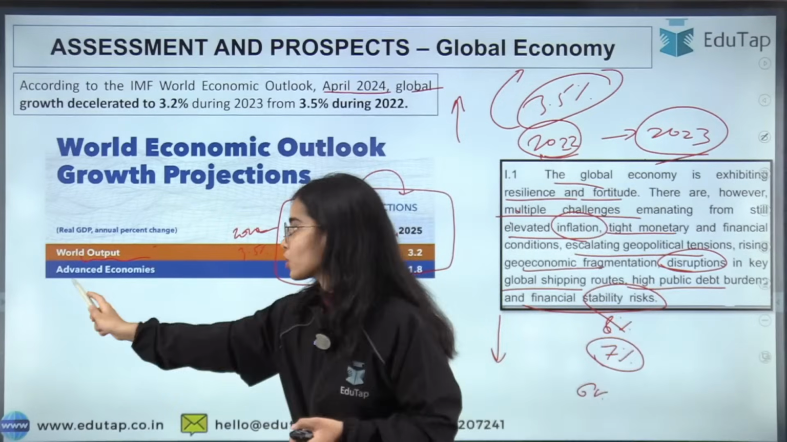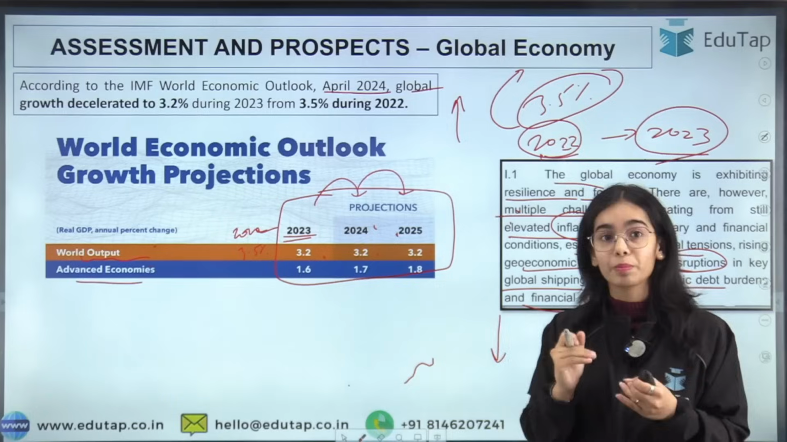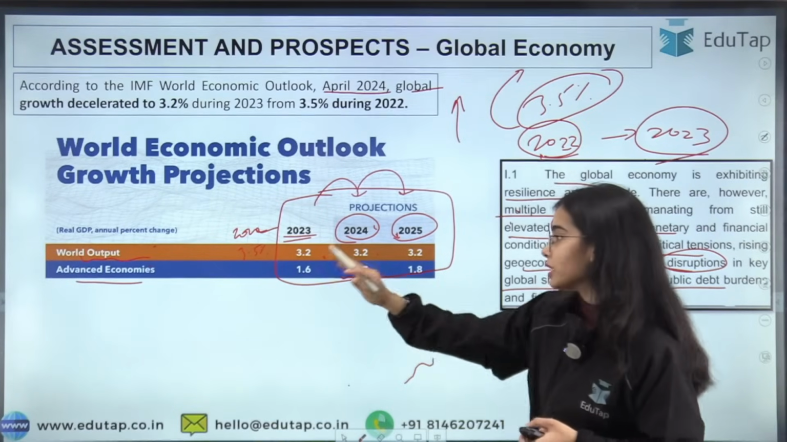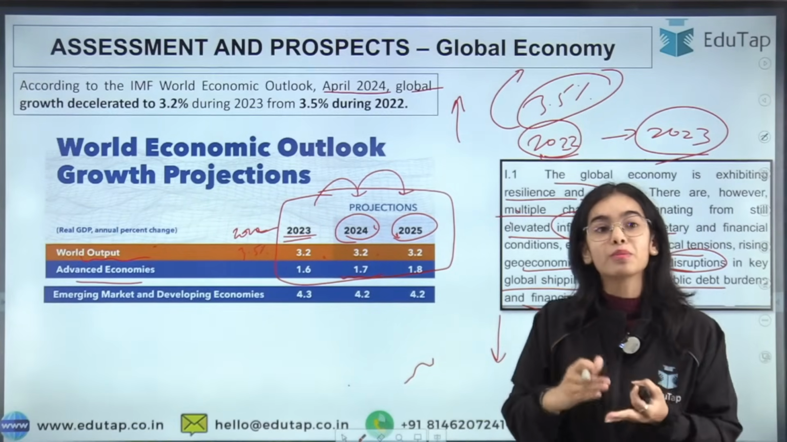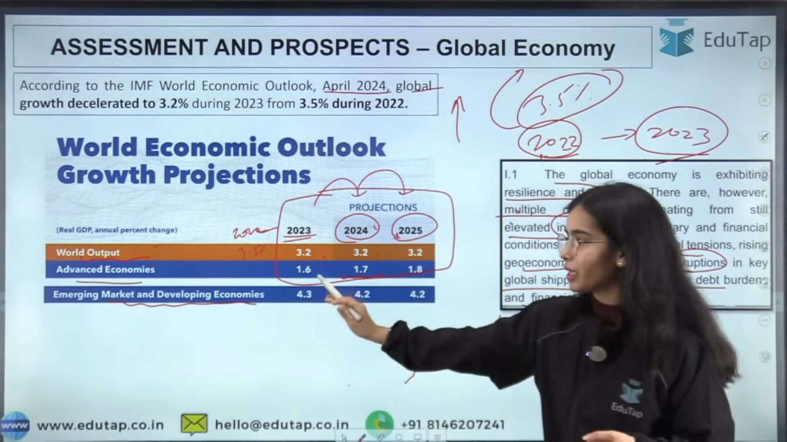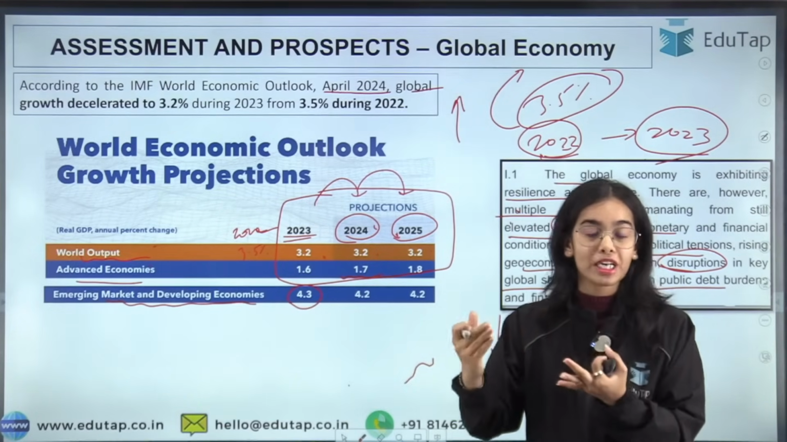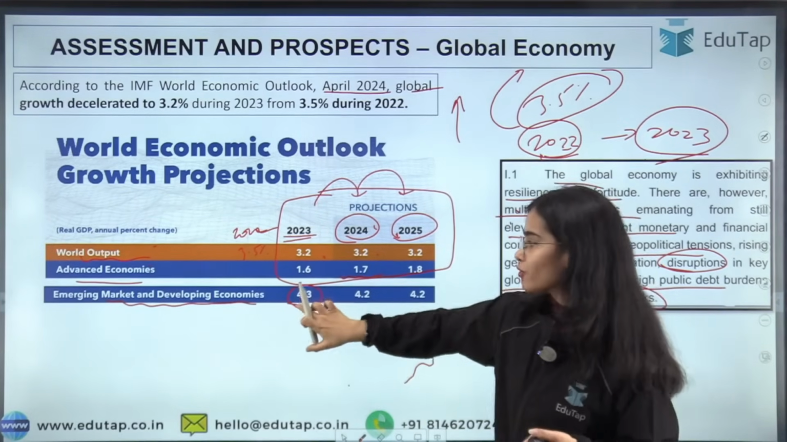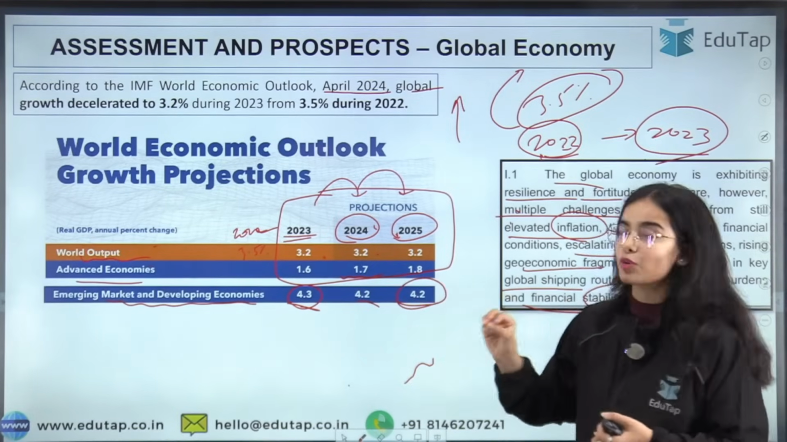Now coming to the advanced economies. In 2023, the advanced economies grew by 1.6%. So that is a lower percent. For 2024 and 2025, the projections are that the advanced economies are going to grow by 1.7% and 1.8%. If we see the emerging market and developing economies, such as India, we are among these. In 2023, it is projected that the emerging market and developing economies grew by 4.3%. For 2024, the projection is 4.2%, and for 2025 also the projection is 4.2%.